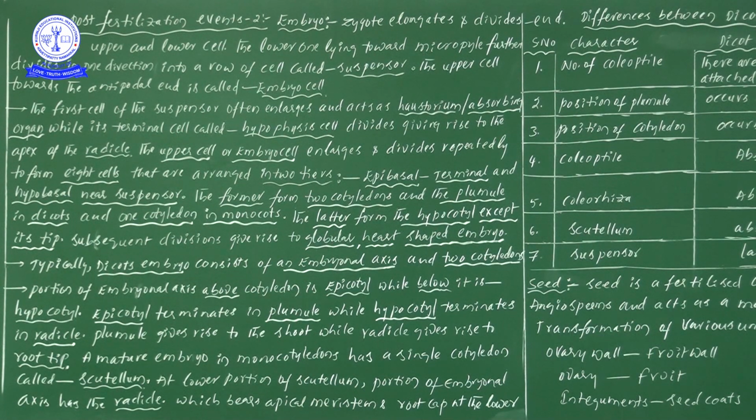Next, the terminal cell forms the hypophysis. This particular cell gives rise to the apex of the radicle. Okay, the apex of the radicle.